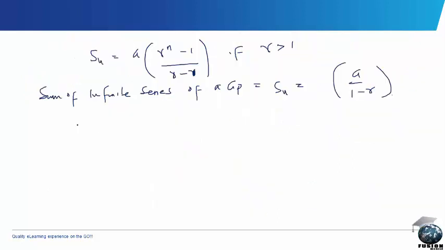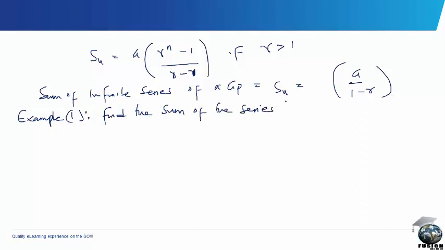Assuming we are given the first example, example 1, we are told to find the sum of the series 8 plus 4 plus 2 plus 1 plus a half. Find the sum of this series. The series is made up of 5 terms: 1, 2, 3, 4 and 5.